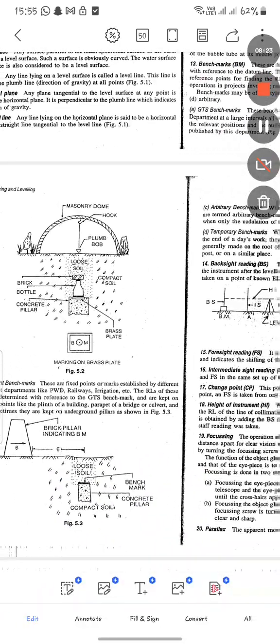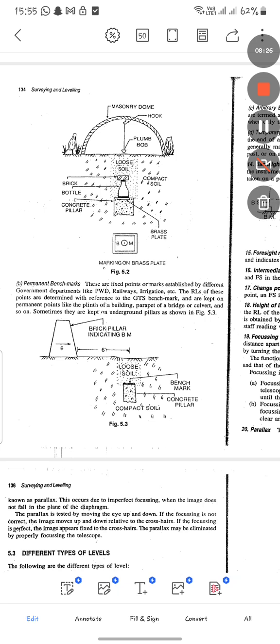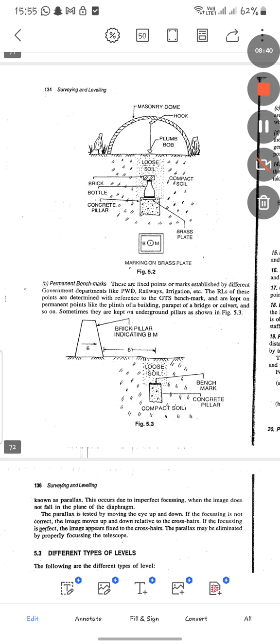Type number 2 of benchmarks is the permanent benchmarks. These are fixed points or marks established by different government departments like PWD, railways, irrigation. The reduced levels of these points are determined with reference to the GTS benchmark and are kept on permanent points like the plinth of a building, parapet of a bridge or culvert, and so on. Sometimes they are kept on underground pillars known as parallax.